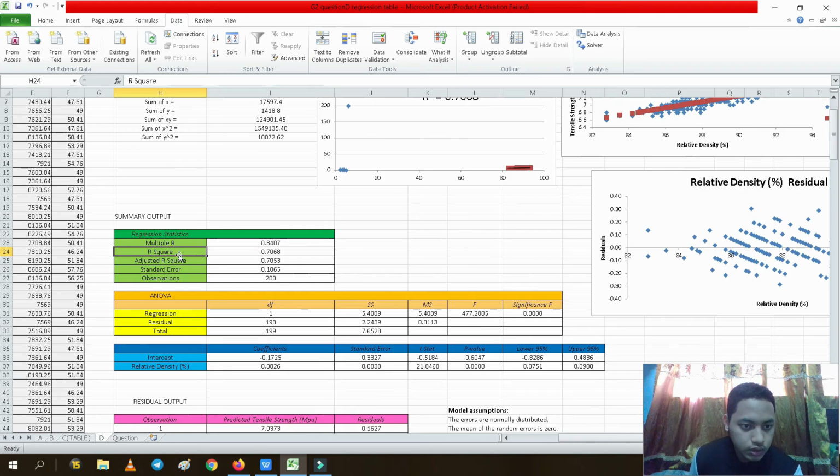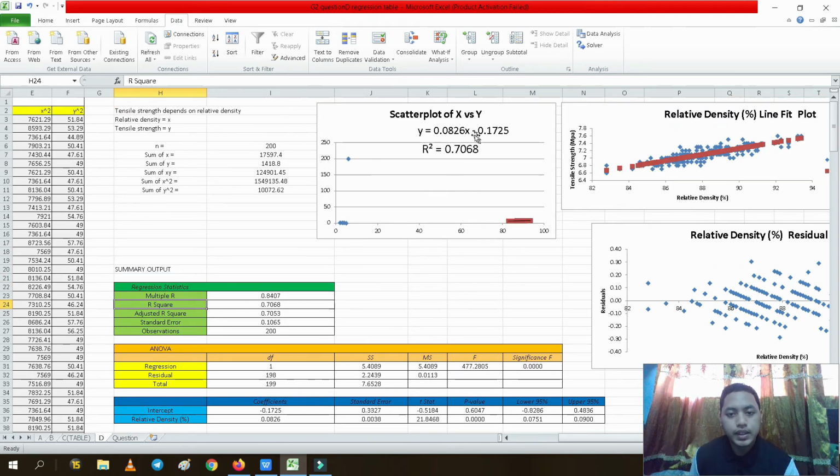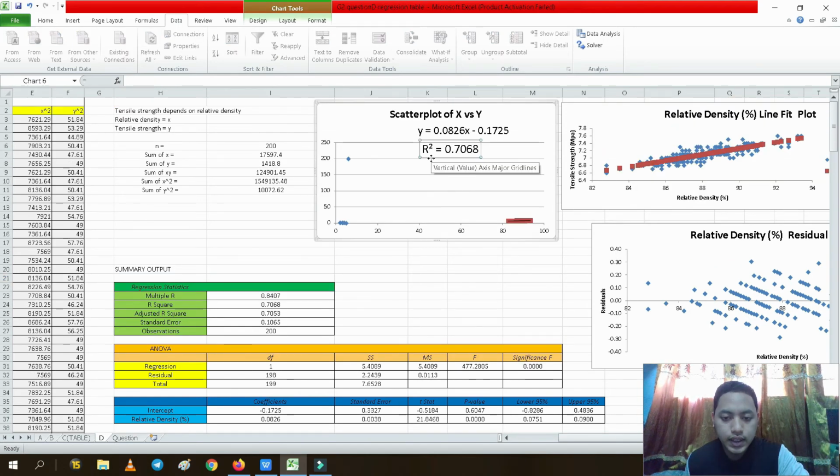Let's look again at the R square. It is 0.7068. It means that 70.68% of the variability in tensile strength Y is explained by the regression line.